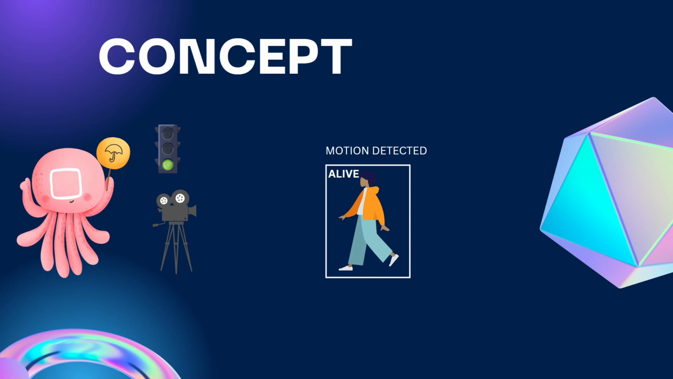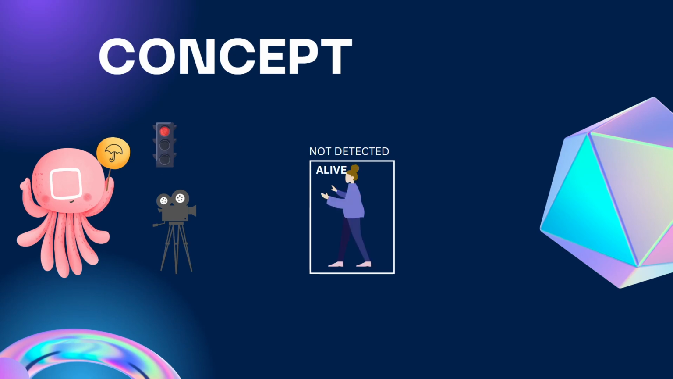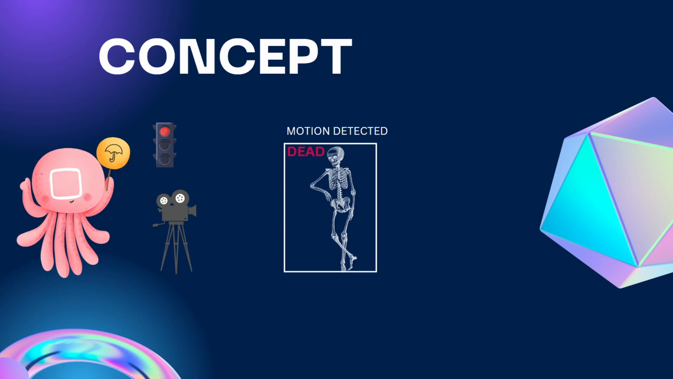Next is our brief concept. When the light is green and the motion is detected, you will still be alive. Next, when the light goes red and you are not being detected, you are still alive. And you will be dead when the light is red and the motion is detected.